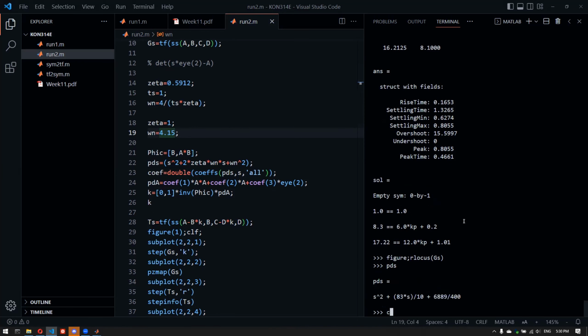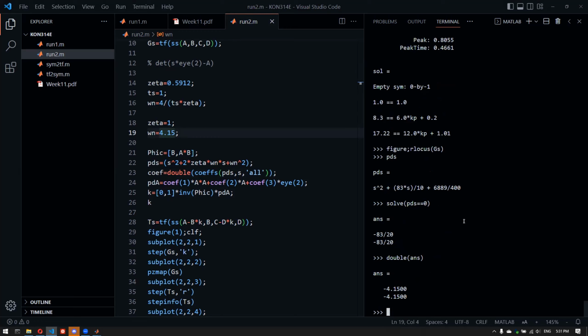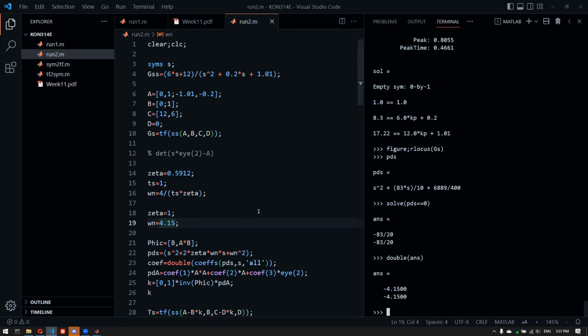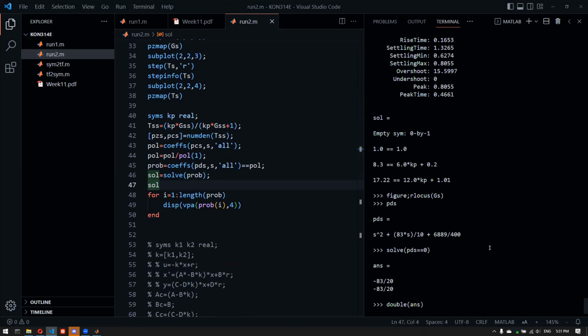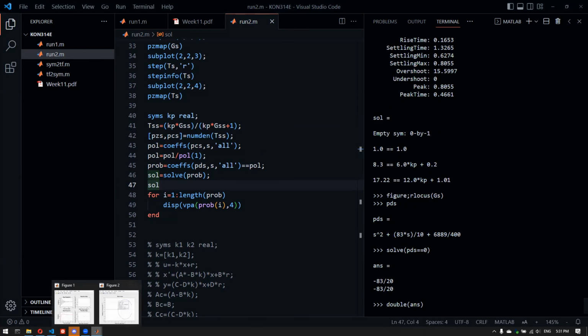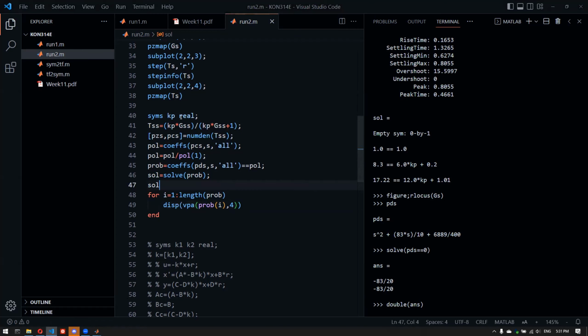PDS looks like this. Coef, what is solve? PDS equals 0 is going to give us, what is this in double? 4.15. So it is exactly 4.15, but our p-type controller for some reason doesn't want to play with us. I don't know. The gain should be 1.35. So why am I not seeing it?